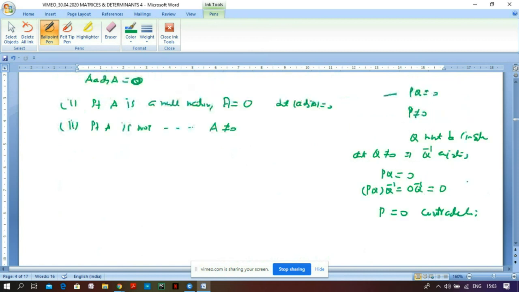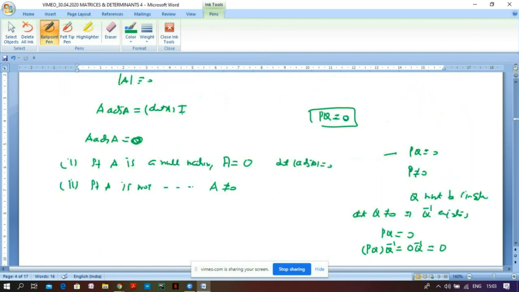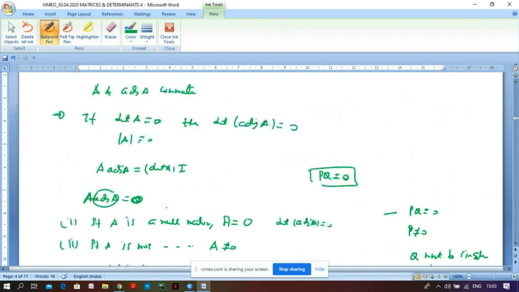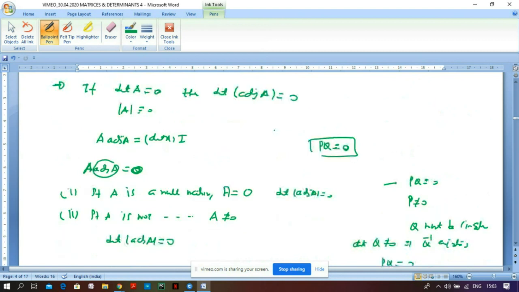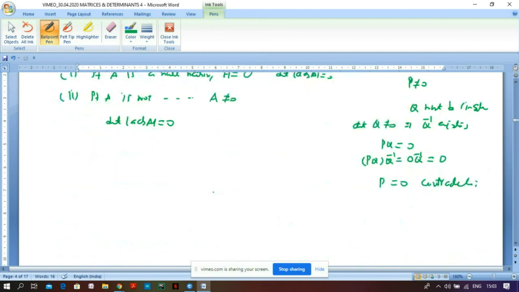So we have got A adjoint A is det of A times I, and det of A is 0. If A is a null matrix, nothing to prove. If A is not a null matrix, not 0, then we know that det of the other matrix, adjoint A, must be 0. So we have proved in all cases that if det of A is 0, then det of adjoint A must be 0. So that's what we have done here. Let me use it to prove something else.